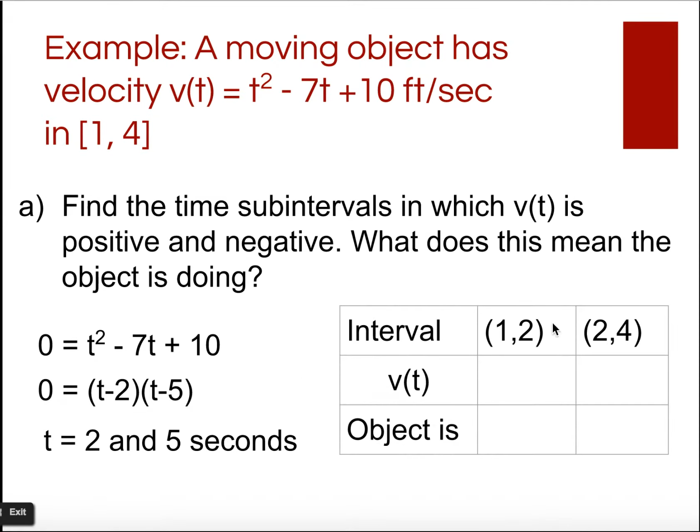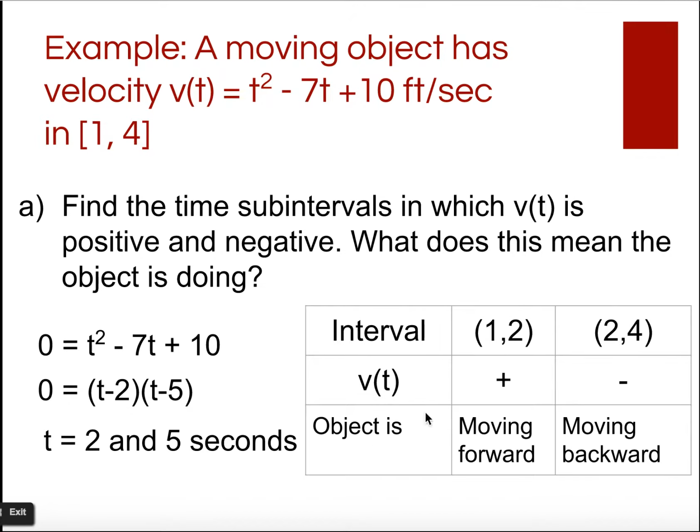So what's it doing from 1 to 2? What's it doing from 2 to 4? Figure out what the velocity is, and that's going to tell us what the object is doing. If you plug in a value between 1 and 2, like 1.5, you're going to get a negative times a negative, and you end up with a positive. That means the object is moving forward. If you plug in a number between 2 and 4, for example 3 seconds, you get a positive times a negative, which is a negative velocity. That means the object is moving backwards.